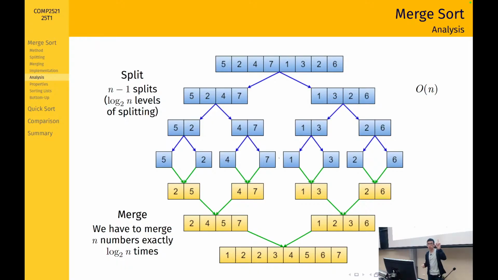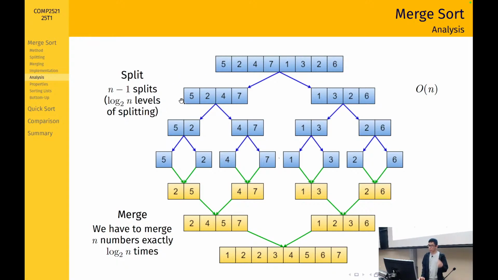And the reason is that we start off with a single array, right? And then at the very bottom, we have n arrays of size 1. Every time we split, we're creating a new array, essentially. So how many splits do we have to do to end up with n arrays? That's n minus 1.